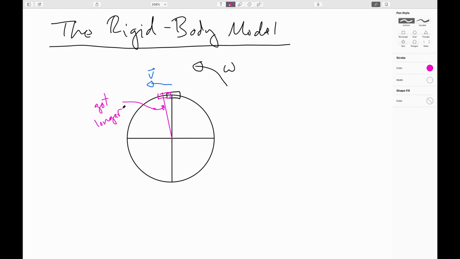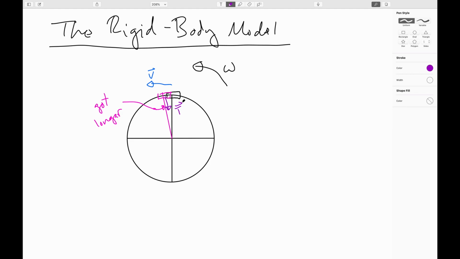So the spoke got longer, and what does that mean? Well, the spoke wants to return back to its original length. As a result, that means that the spoke exerts a force due to tension on that chunk of the rim, and so the rim will go around in a circle.